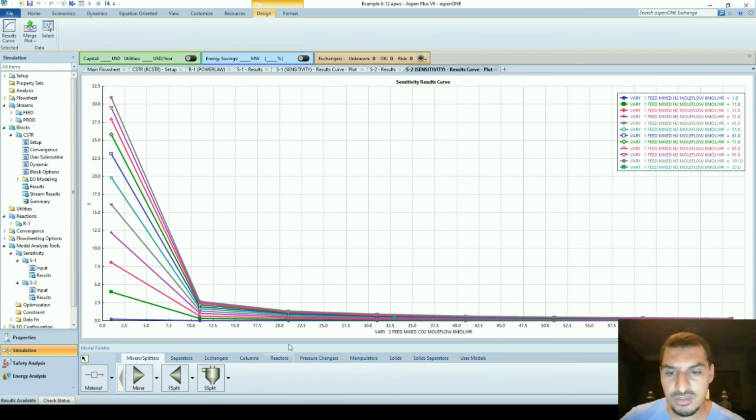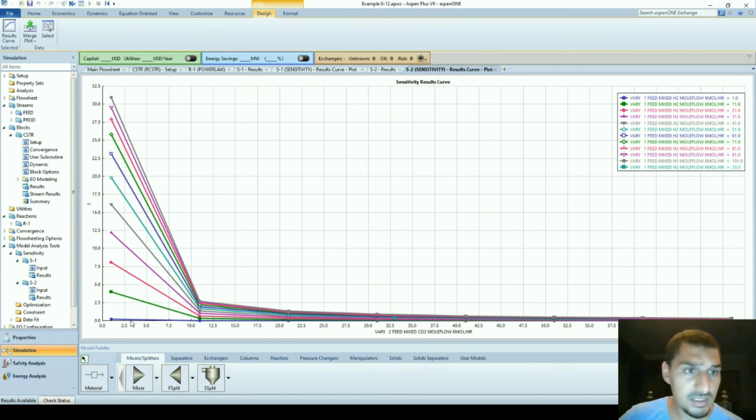All the values here are very, very small, regardless of the amount of hydrogen. There might be some differences here, but they're not as high as they are here. So this confirms my observation that carbon dioxide is not favored in this reaction, and it's not going to help maximize the methanol production.